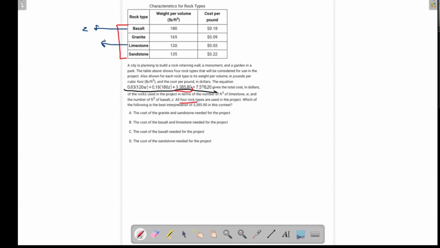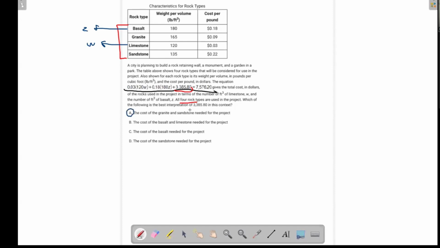From this, we know that 2 types of rocks are used. We know the basalt is used and the limestone is used, but there's no variable to correlate granite and sandstone, meaning the amount of dollars for both the granite value and the sandstone value is going to be in this 3,000 value right here, because there's no individual variable that relates them, meaning it's going to be A.